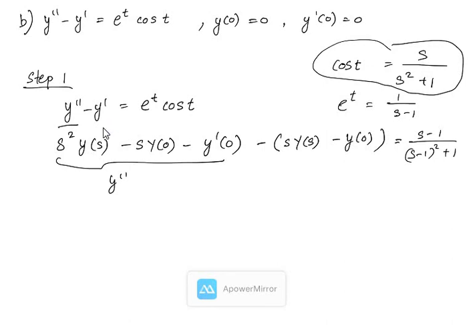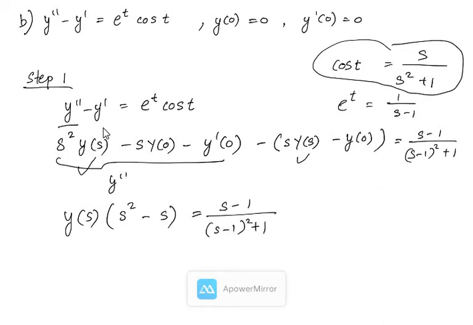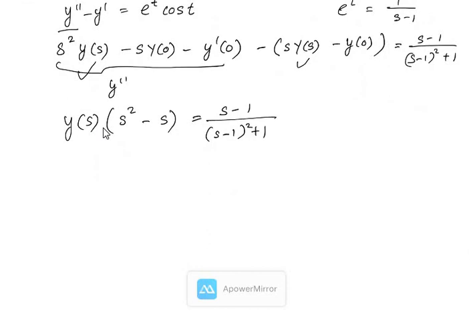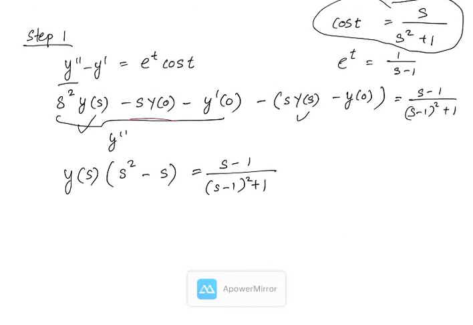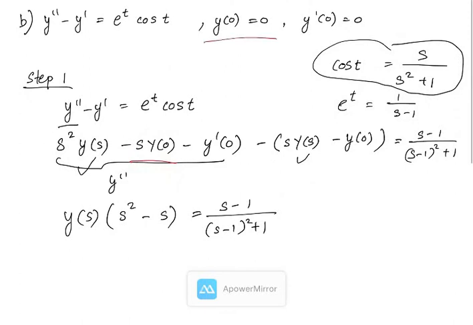Now we can collect the Y(s). We have this Y(s) and also this Y(s), so we have s squared minus s equal to s minus 1 divided by s minus 1 squared plus 1. For the s y(0) part, because the initial condition y(0) equals 0, this part equals 0. And y prime(0) equals 0, so this part will also equal 0. That's why we are left with only these terms. So this is step 2.